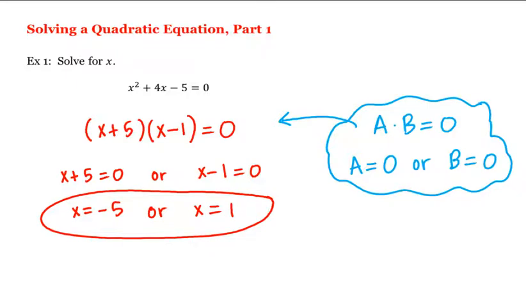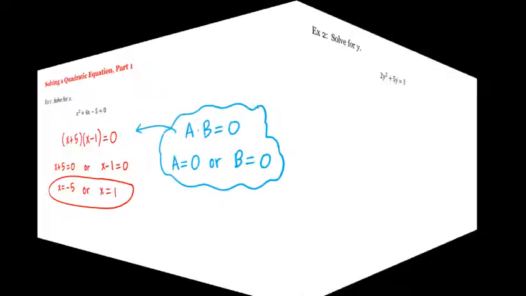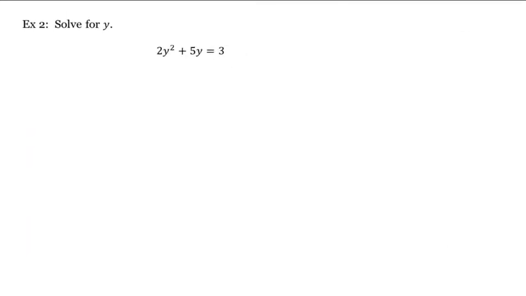All right, let's look at another example. Let's solve this equation for y. Now, this is a bit different from the first example in that we don't already have 0 on the right-hand side. So let's start off by bringing the 3 to the left-hand side, which gives us 2y squared plus 5y minus 3 is equal to 0. And now we have 0 on the right-hand side. So let's see if we can factor the left-hand side here.